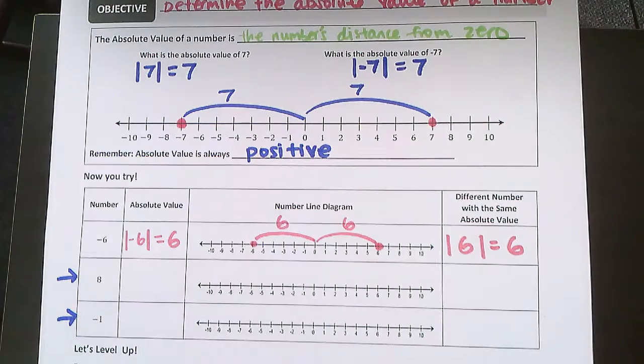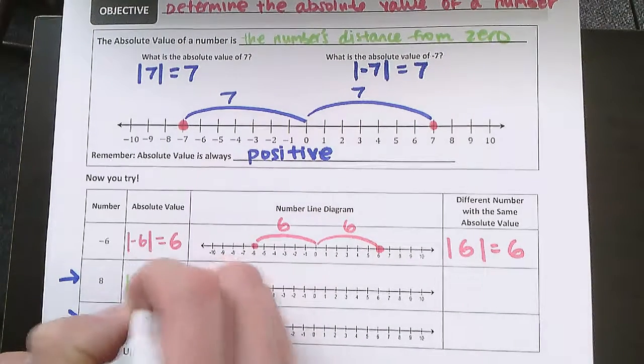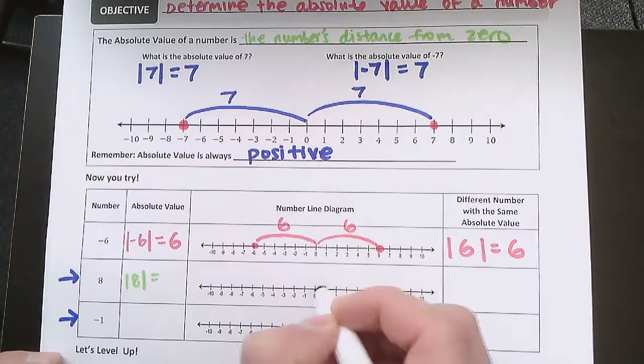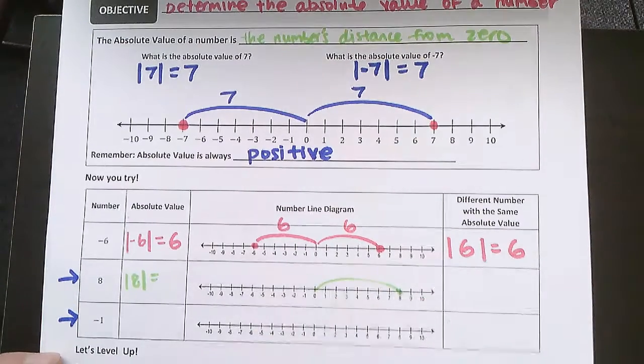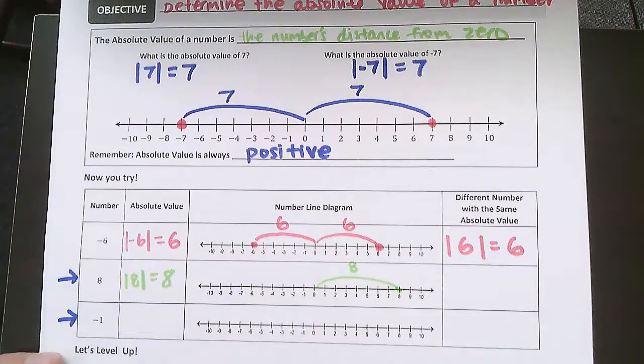And now you are resuming the video after you tried on your own so that you can challenge yourself to learn the absolute value of 8. Well, if 8's here, 0's here, how many away from 0 is 8? Well, it's 8 away, so the absolute value is 8.